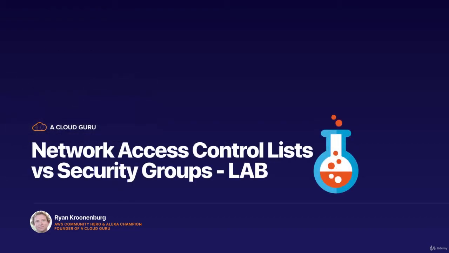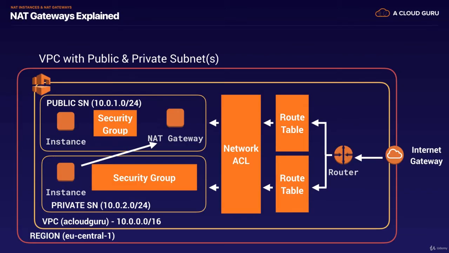In this lecture, we're going to look at network access control lists versus security groups. So this is what our environment looks like right now. We've got our NAT gateway sitting in 10.0.1.0. It's got a route out to the internet, and we've got our instances sitting in our private subnet, and it has a route pointing to the NAT gateway, which then has a route out to the internet. Let's go over to the AWS console.